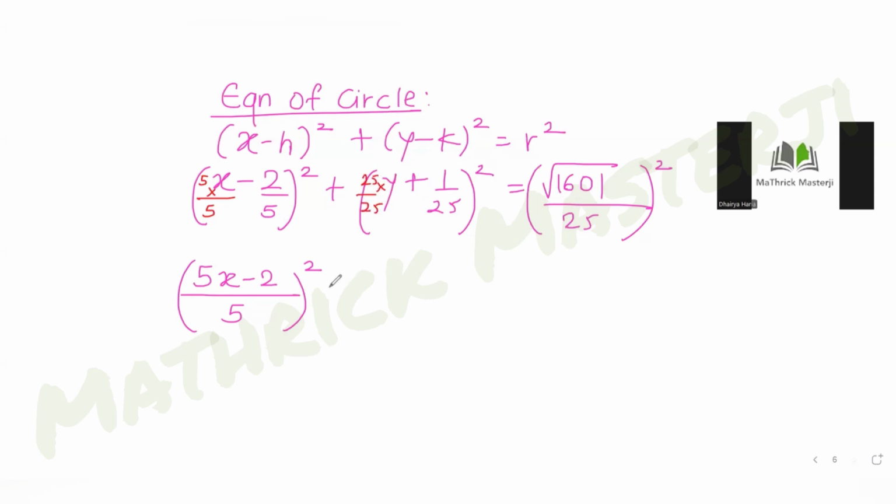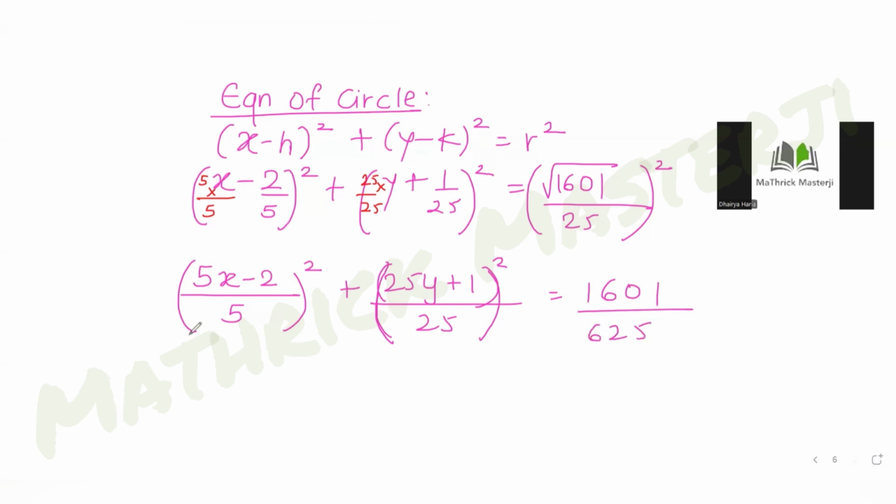So I have the same denominator. So (5x minus 2) divided by 5, the whole square, and you get (25y plus 1) the whole square divided by 25 square. So if I take the whole bracket, it is 25 also square. And here if I square it, I get 1601 and 25 square is 625.